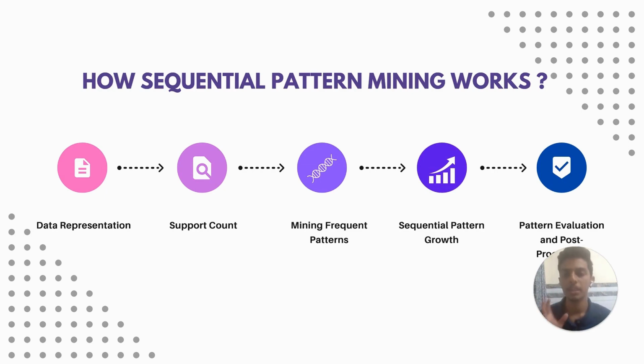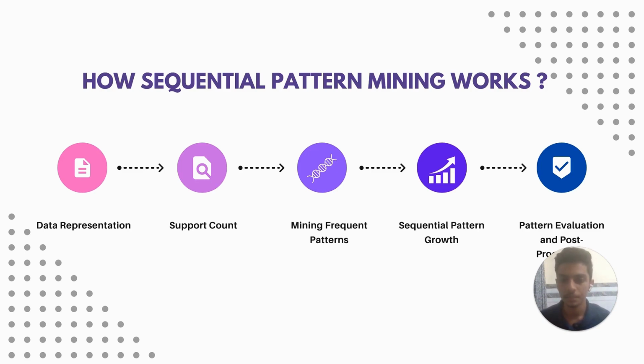So there are basically five processes: data representation, support count, mining frequent patterns, sequential pattern growth, pattern evaluation, and the post processing. First one, data representation, in which the data is represented in a pictorial manner in a sequence of a pattern. The second one is the support count. In the support count, we basically identify how many times a pattern or a sequence is repeated within a data set.